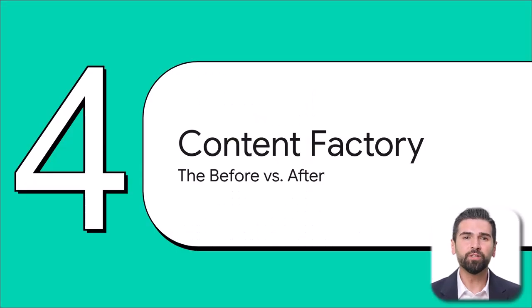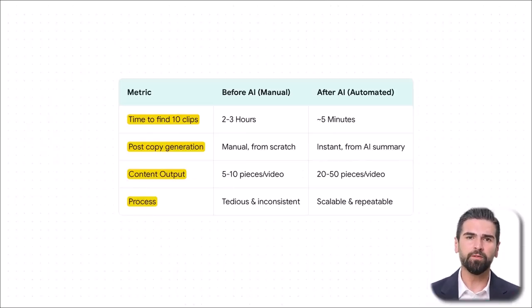So after you've built a system like this, what does your day-to-day actually look like? Let's take a look at the real transformation. This is the big payoff. The results are, well, they're staggering. Just look at these numbers. Finding 10 clips goes from a 2 or 3 hour job to something you can do in maybe 5 minutes. Writing the copy for your post goes from a manual chore to being instantly generated.